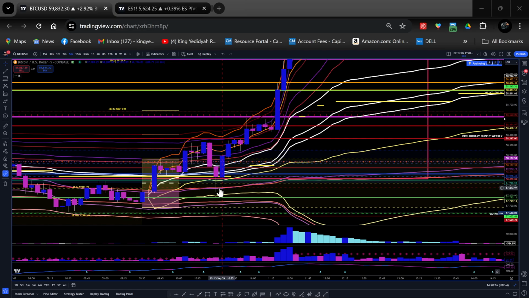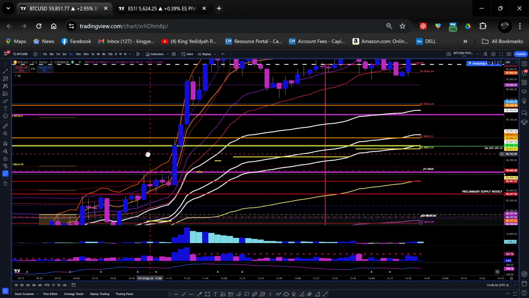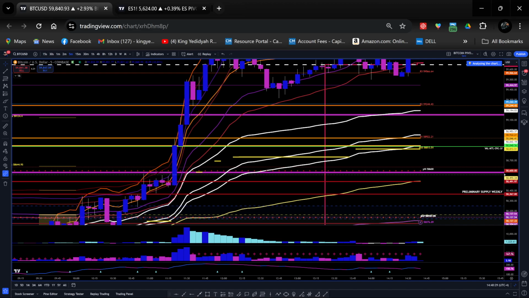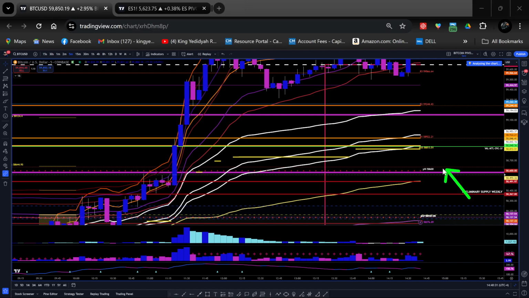These were lower deviation bands right here. This is from the ETH session and the London session. This is -1 VWAP right here. And we just took off, right? Broke through R1, floor pivot R1, and Camarilla R4. Camarilla R4 is at 58,813. R1 is 58,922.